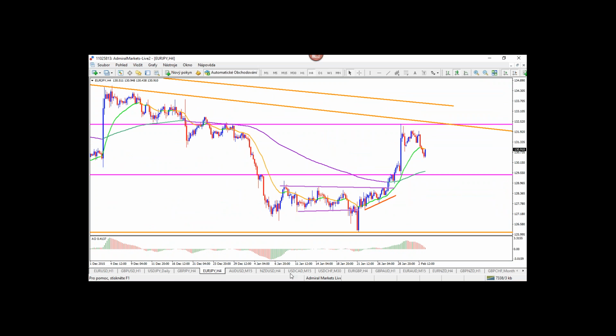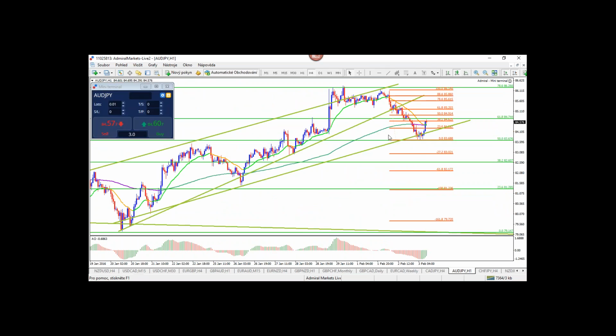Kiwi maybe rejection, Aussie yen maybe rejection for downside, euro pound maybe upside break, but I'm not a big fan of the euro pound. AUD yen here at these resistance fibs. Yeah, that's my 2 cents. I think that's the summary I would say for today, the 3rd of February.